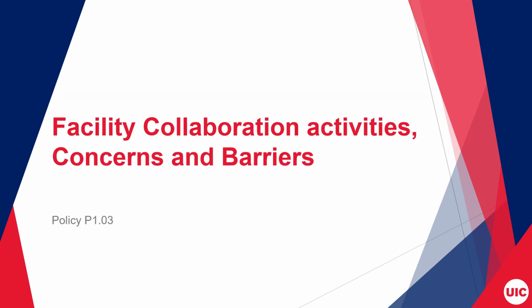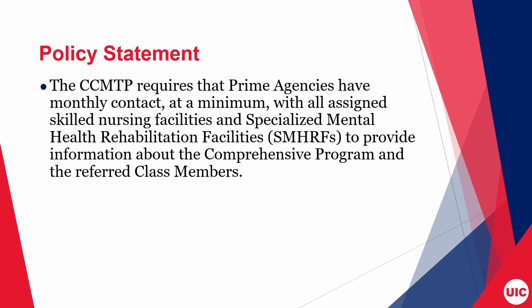Policy P1.03, Facility Collaboration Activities, Concerns, and Barriers. Prime agencies must have a frequent presence in their assigned facilities for class members, as well as to build collaborative relationships with facility staff. The CCMTP requires that prime agencies have monthly contact, at minimum, with all assigned skilled nursing facilities and SMRFs to provide information about the comprehensive program and the referred class members. Continuous transition coordination is expected between the prime agency and their assigned facilities.